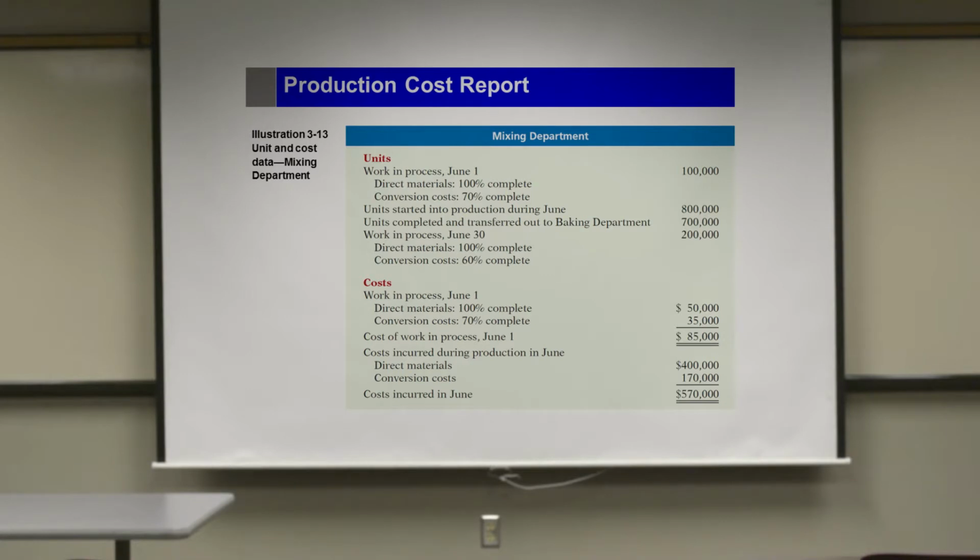Your total cost that was incurred up till now in the beginning inventory is 85,000, and the total cost incurred during production in the month of June is 570,000. So the total cost which we need to account for is 570,000 plus 85,000. Now, although we do not take into account the equivalent units of material from the beginning inventory, we do take into account the cost that has been incurred to make those units.